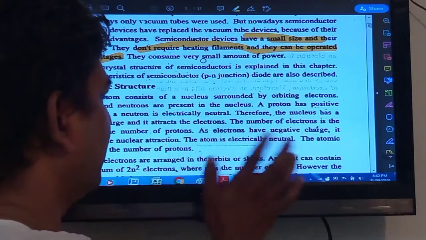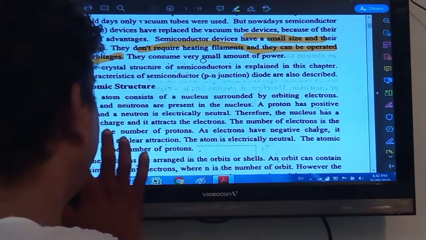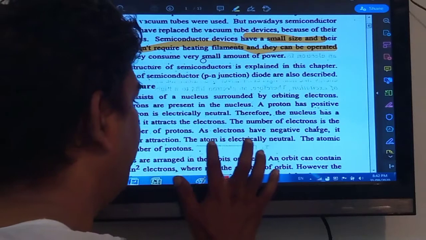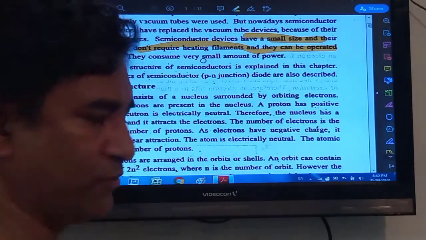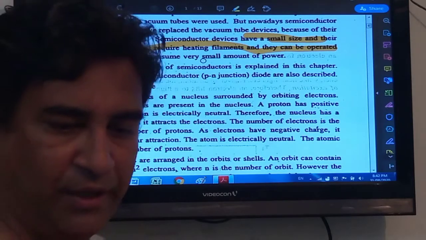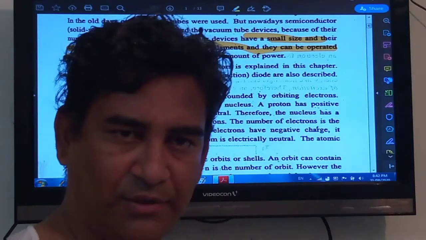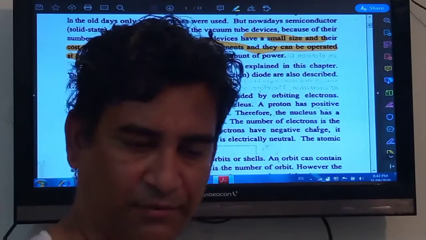The number of electrons is equal to the number of protons. Electrons have a negative charge, which balances the nuclear attraction, so the atom is electrically neutral. The atomic number is the number of protons. The atomic number is nothing but the value of the protons, the same value.